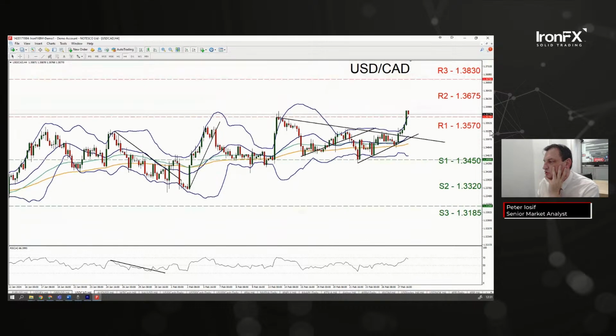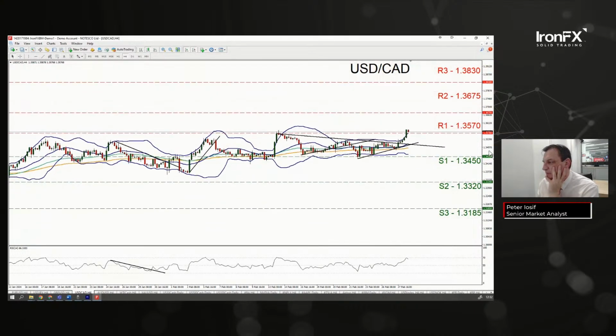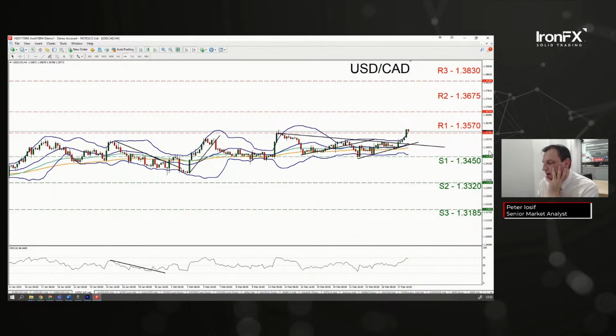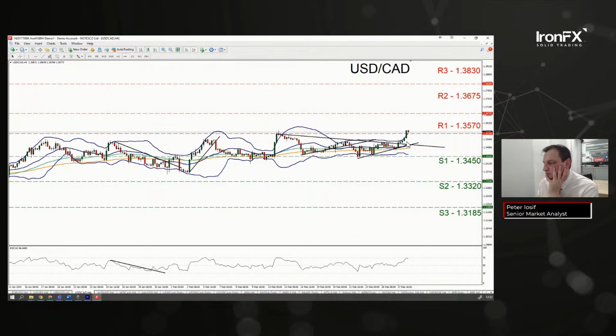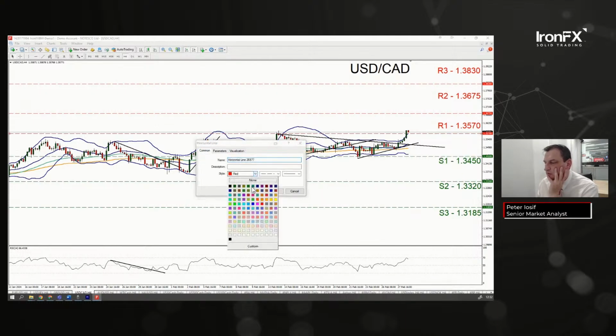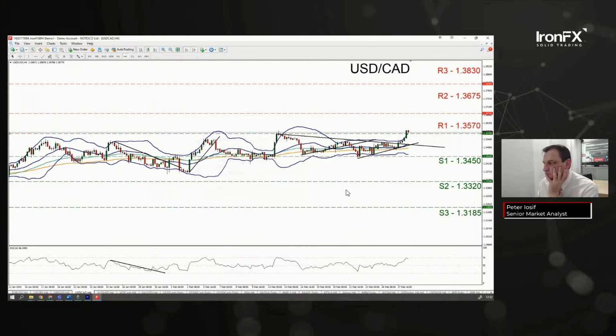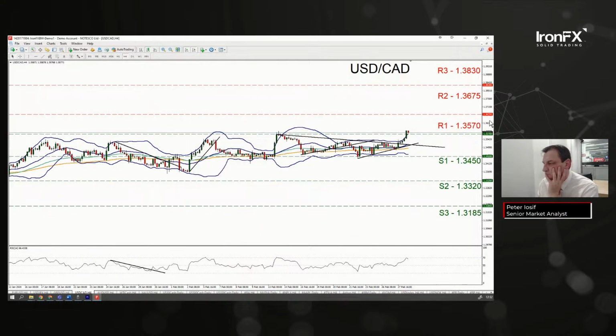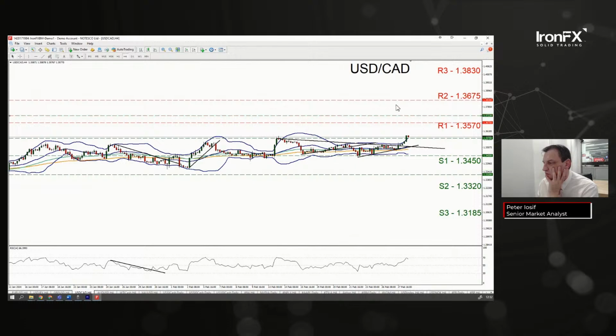In reverse to Euro USD and cable, we can see how the pair jumped in today's European session given the strengthening of the US dollar, breaking the R1 1.3570. So this has to be turned into support line now. Let's go hunting for a new ultimate resistance line.